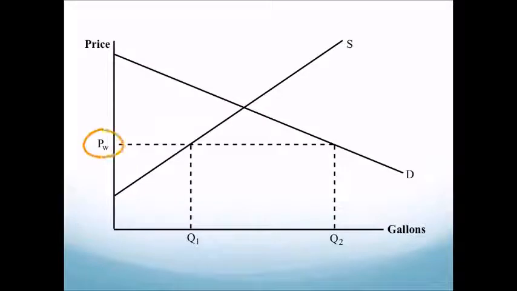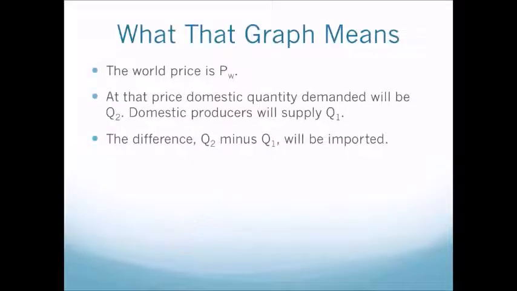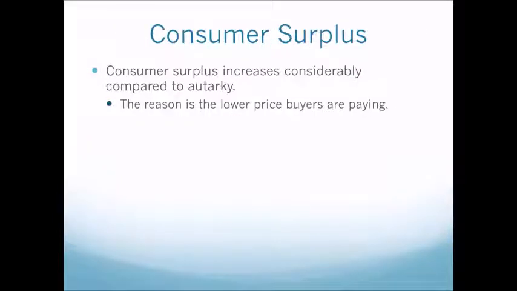At that price, domestic quantity demanded will be Q2. Domestic producers will supply Q1. The difference, Q2 minus Q1, will be imported. Consumer surplus increases considerably compared to autarky.